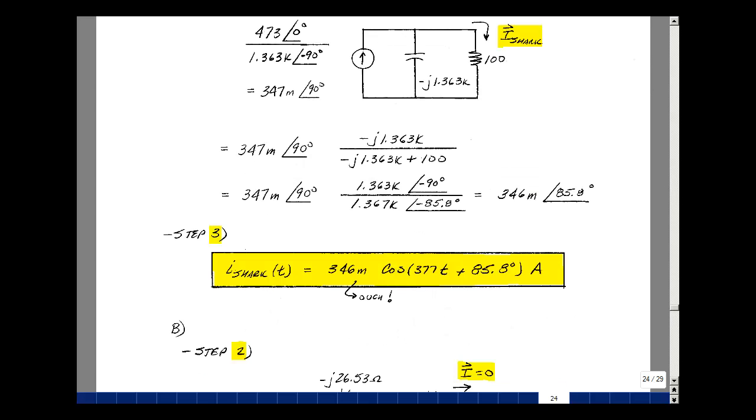So then our time domain result is to take the magnitude and the angle and put the cosine of omega t between them. Now it takes about 40 milliamps to stop a human heart. This is going to say current going from one arm through your chest and then out the other arm.